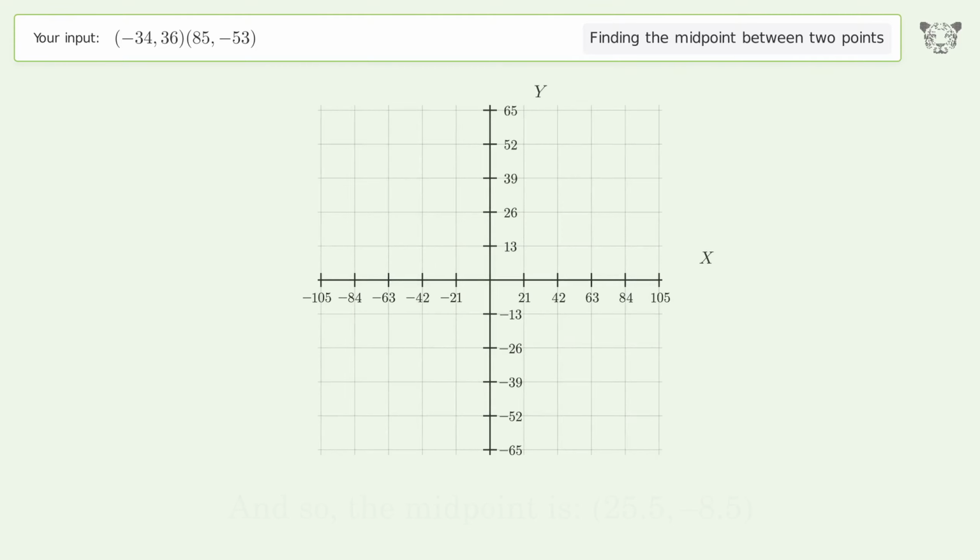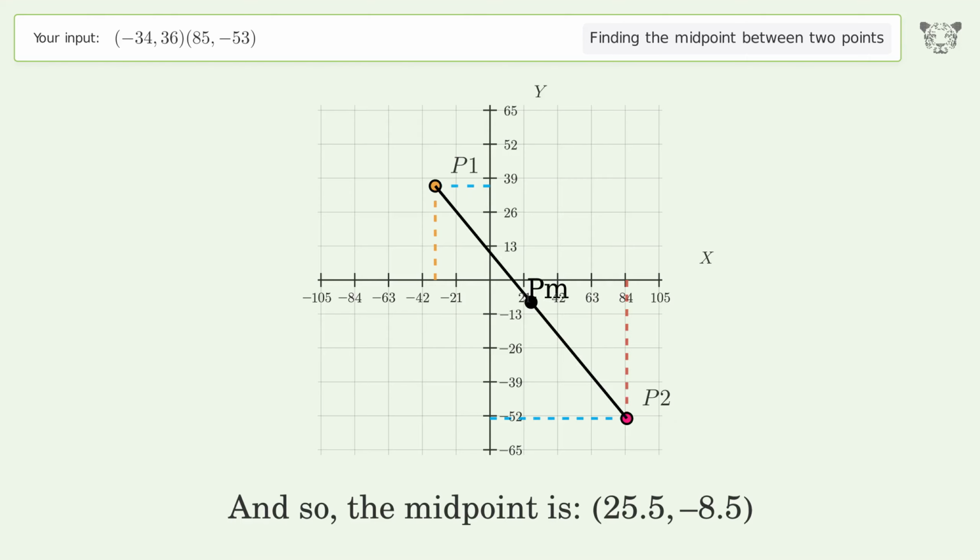And so, the midpoint is 25.5, negative 8.5.